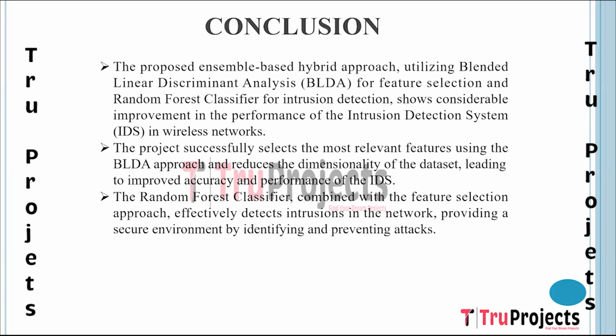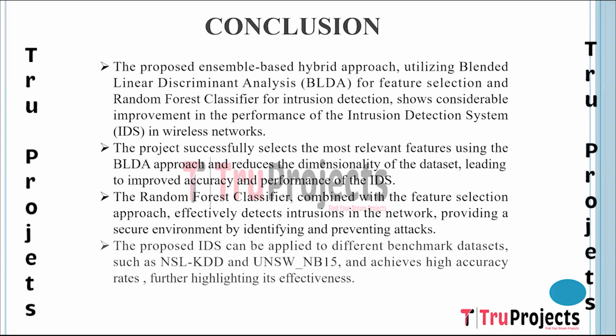The random forest classifier, combined with the chosen feature selection approach, proves to be highly effective in detecting intrusions within the network. By leveraging the selected features, the classifier robustly identifies and prevents attacks, ensuring a secure network environment. The proposed IDS isn't limited to a specific dataset. It demonstrates its efficacy across benchmark datasets like NSL-KDD and UNSW NB15. This versatility is crucial, showcasing high accuracy rates across different datasets, underscoring the IDS effectiveness and generalizability.